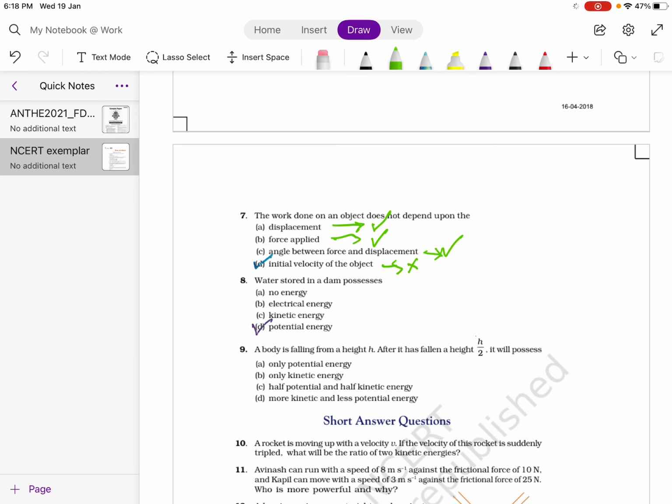A body falling from a height h, and when it has fallen to the height h by 2, it possesses. So first let's take an object A and it's dropped from a height h. When the object A is at the topmost height, it possesses the maximum potential energy and the minimum kinetic energy. But when it comes down to the lowest point, it has the minimum potential energy and the maximum kinetic energy. So what happens when it's in half, which is h by 2? Since it's half the distance, we call it h by 2. So the potential energy will be half the value and kinetic energy will be half the value. So answer will be option number C.